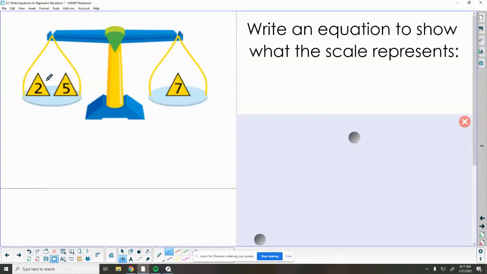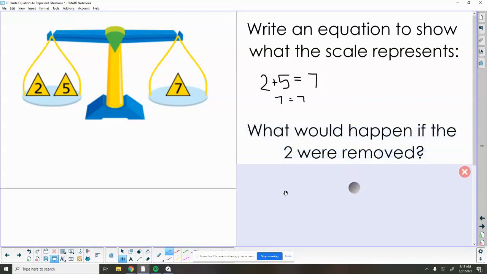Now we want to write this equation to represent what this scale is showing us. See if you can write that equation. On the left side, we had a unit of 2 and a unit of 5. The terms 2 and 5 added together equals the expression of 7. 2 plus 5, we can combine those like terms. 7 equals 7. They should be the same on both sides.